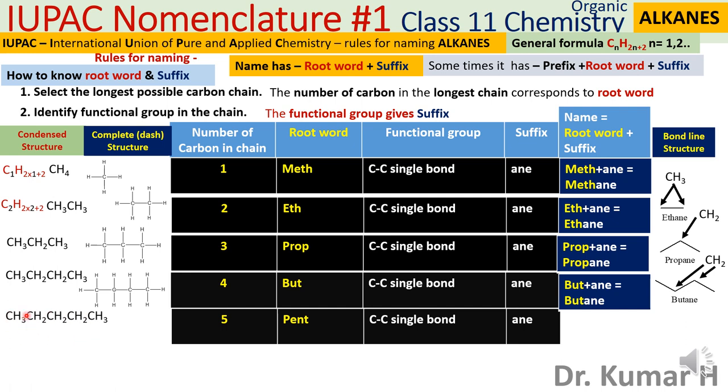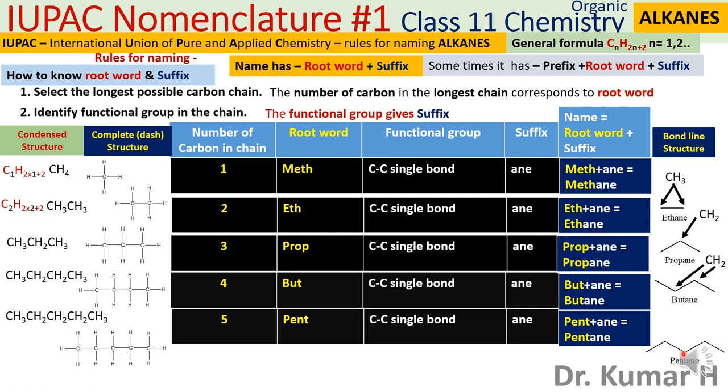C5H12, or this is also a condensed structure, CH3, CH2, CH2, CH2, CH3, or CH3, CH2 three times and CH3, and connect all the carbons through a single bond. Right, after that, here we found 1, 2, 3, 4, 5 carbon atoms in the longest chain. So the number of carbon in the longest chain is 5. The root word for that is pent. The nature of bond between the carbons is single bond. So when it is a single bond, the suffix is ane. So pentane is the name of the compound.